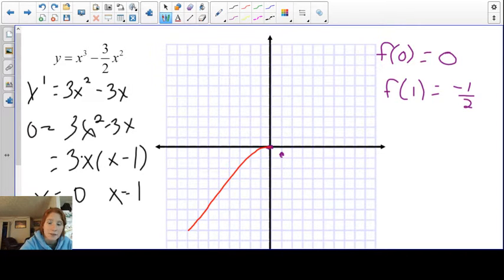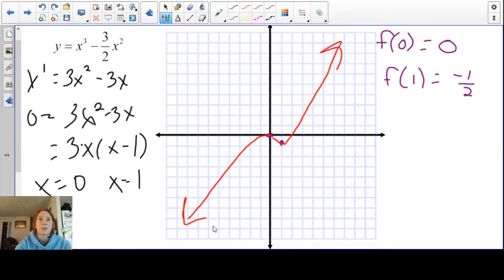Now when I hit 0, as my x values get larger, my y values get smaller. So I'm going to decrease. And then once I hit 1, they're going to increase again. So using calculus, I can go ahead and sketch a graph of a cubic function. And for that matter, any kind of function, not just cubic. I can do 4th, 5th, 6th, 7th, however many I have.